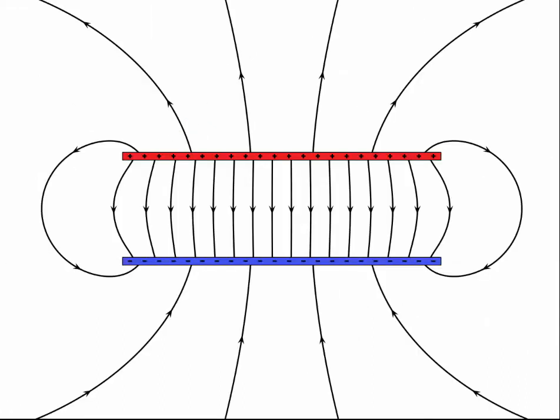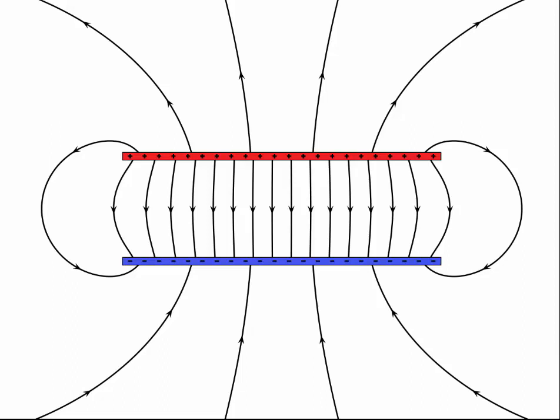Now here's another configuration of charges. This is, say, two electrically charged wires that are near each other. One has a positive charge, the other has a negative charge. Or you could think of it as a side view of two capacitor plates. You'll be studying capacitors later on in the semester.